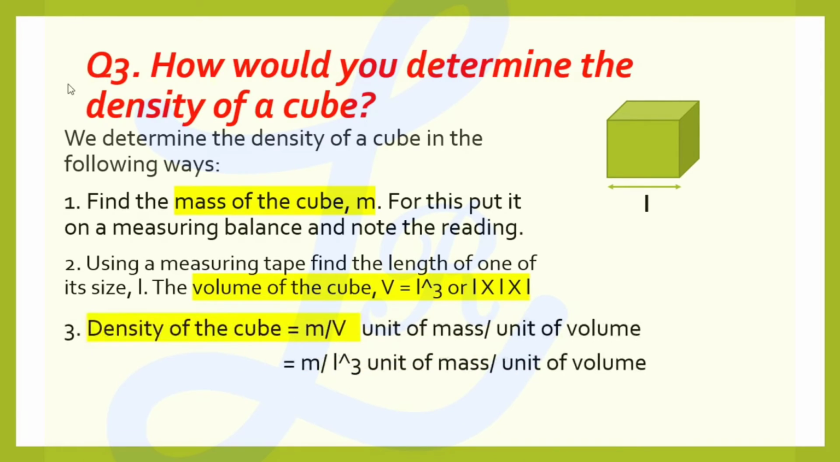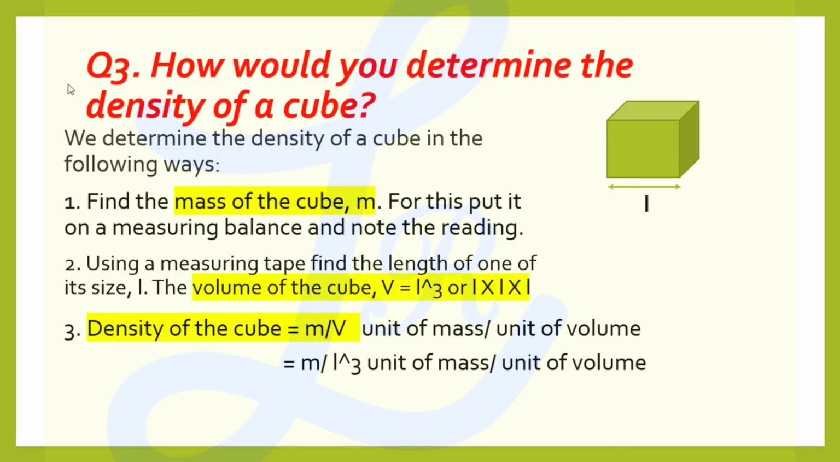Then we will apply this formula. Density of the cube is equal to mass per unit volume, unit of mass by unit of volume. Unit of mass here can be gram, kilogram, ounce, whatever unit you have used to take the mass, and unit of volume can be centimeter cube, meter cube, whatever unit you have taken. So the density of the cube will be mass divided by L cube. This is how you are going to determine the density of a cube.